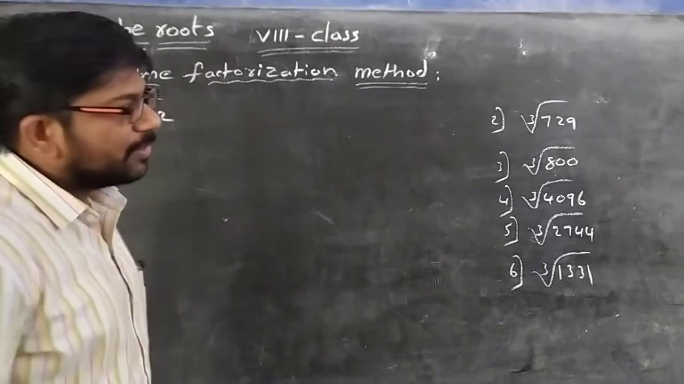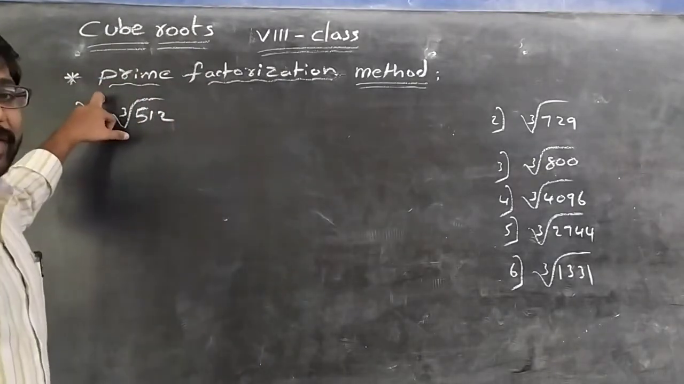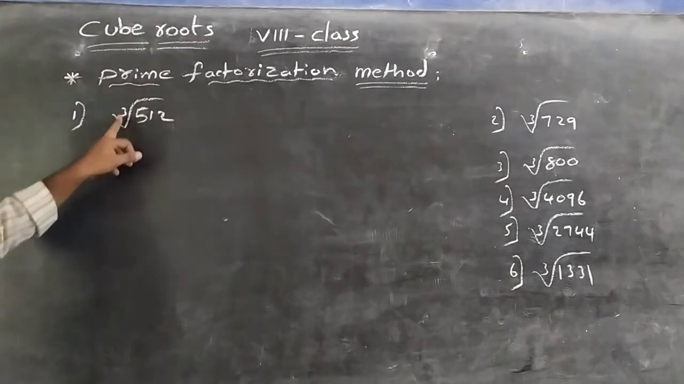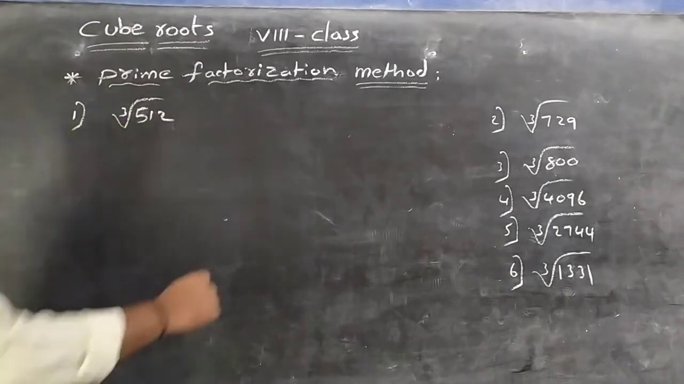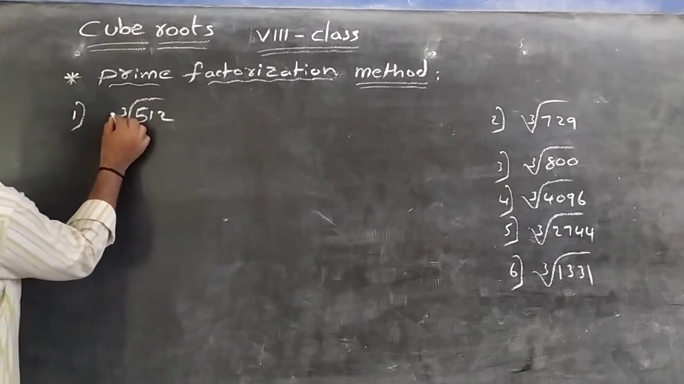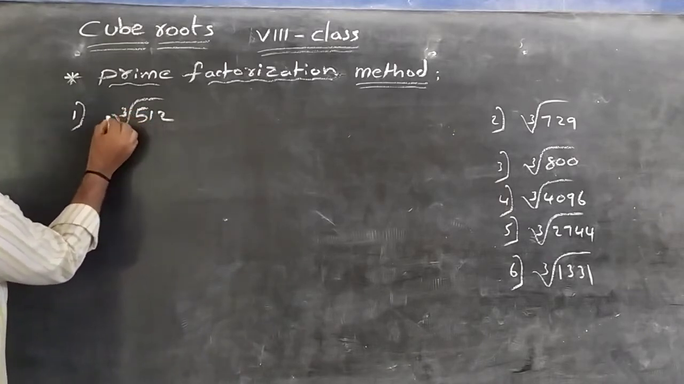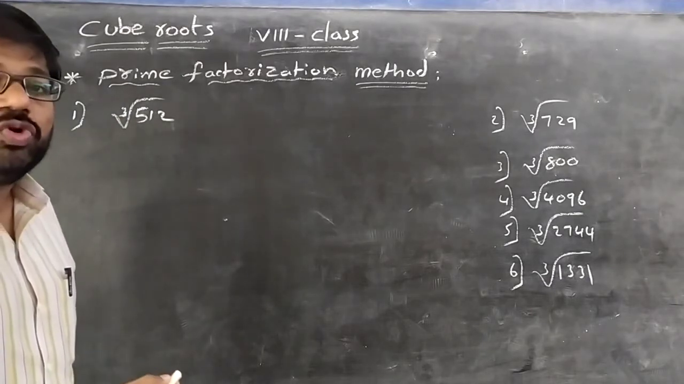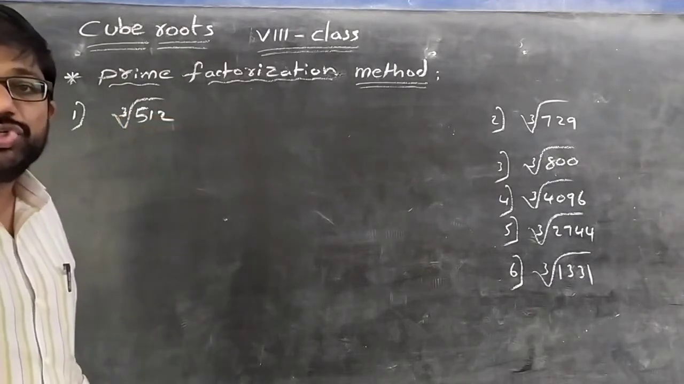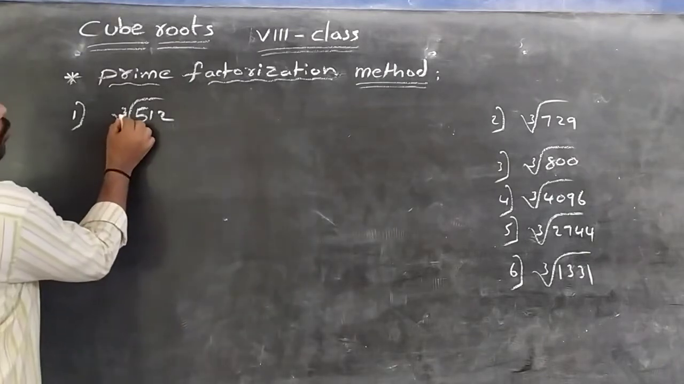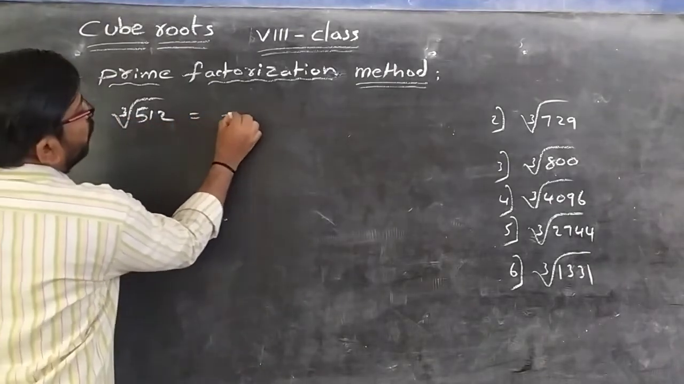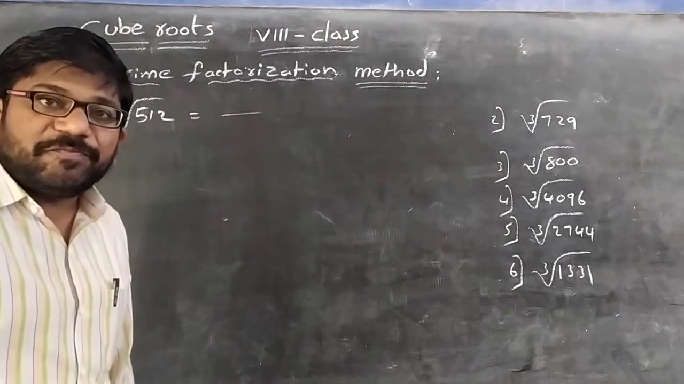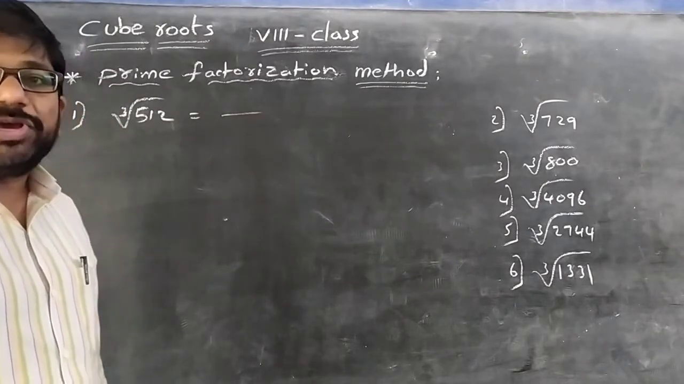Listen carefully. Prime factorization method, the first one. Find the cube root of 512. We should write 3 inside the root sign. It is read as cube root or third root. So the cube root of 512 is equal to dash. We will find it by using the prime factorization method.